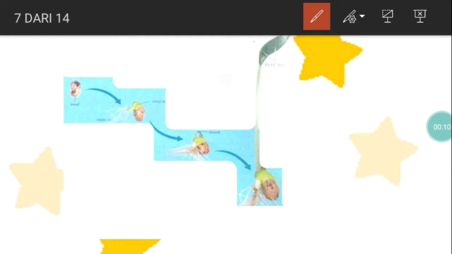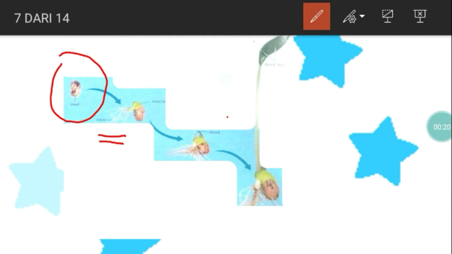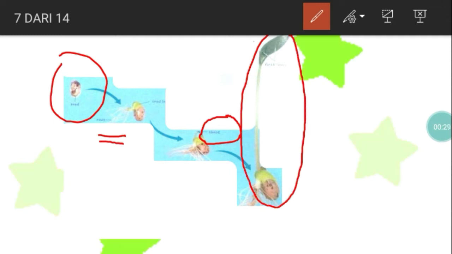Now let's see the step of germination, tahapan dari berkecambah. Okay, the first of course here is seed, because germination is the process of seed into seedling. After that, the root will grow first, and then the shoot appears, tunas muncul, and then after that, the young plant grows.